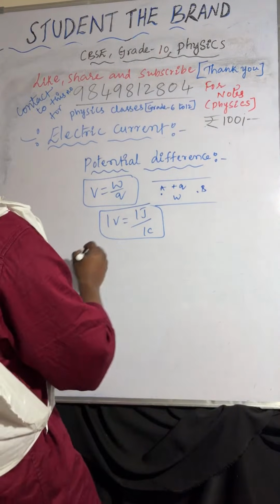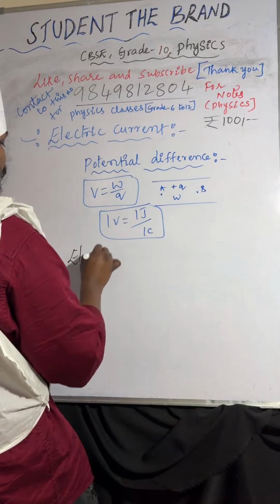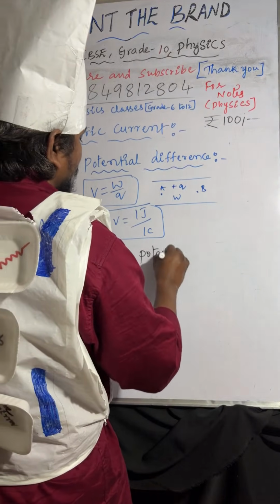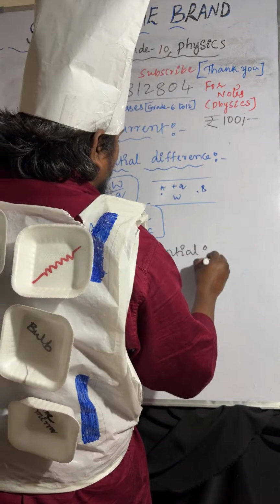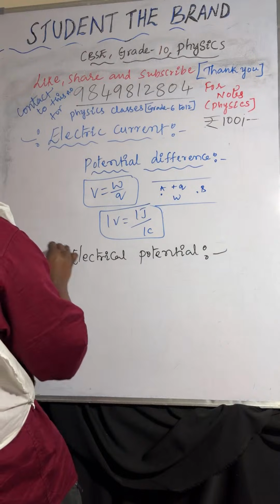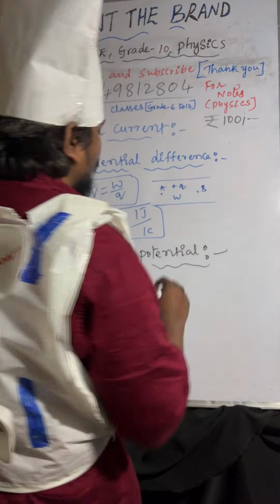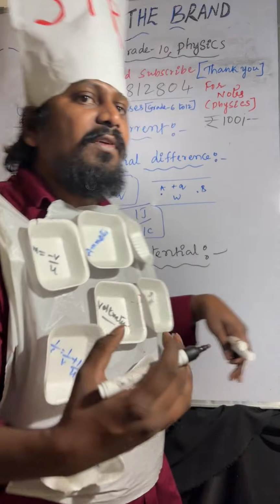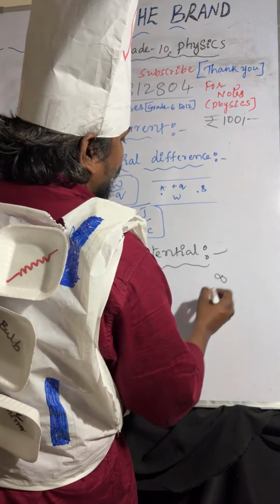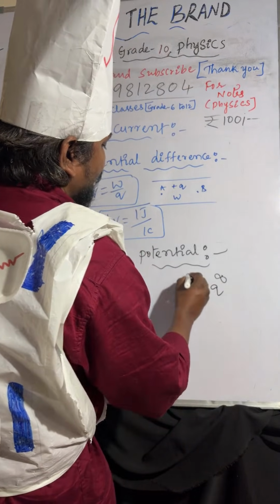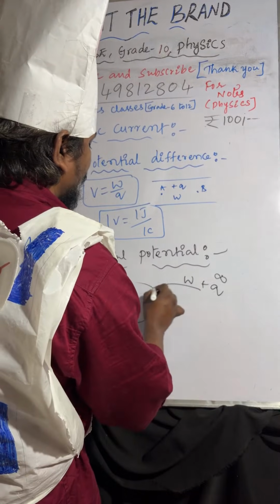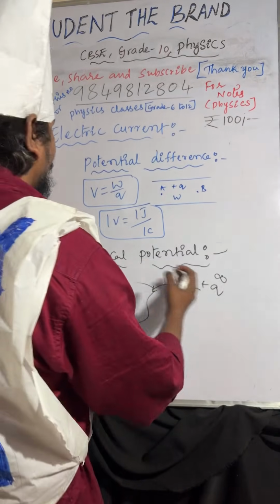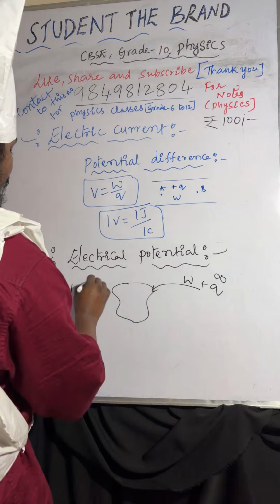Coming to electrical potential: work done to bring unit positive charge from infinity to the required field. So I am taking this to infinity. A positive charge is there, and we are doing some work. This is the required field. We are doing some work to bring the unit positive charge from infinity to the required field. So V equal to W by Q.